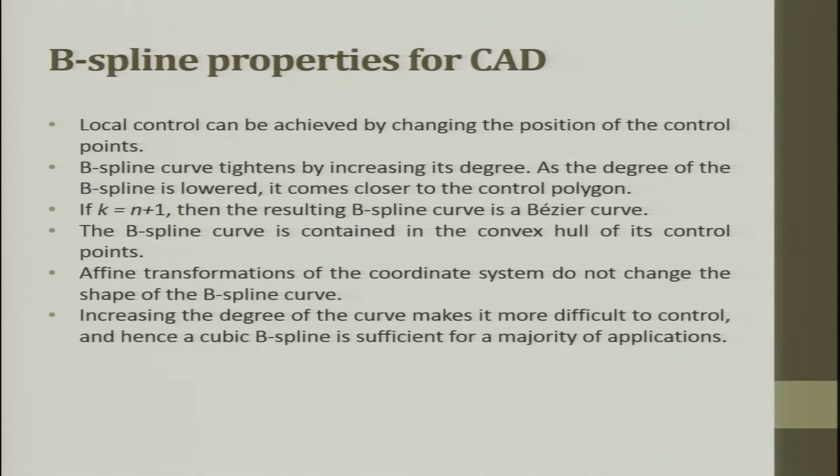The B-spline properties for CAD. The local control can be achieved by changing the position of the control points. You are now getting into fragmenting the curve and moving each individual fragment. The B-spline curve tightens by increasing its degree. As the degree of the B-spline is lowered, it becomes close to the control polygon.